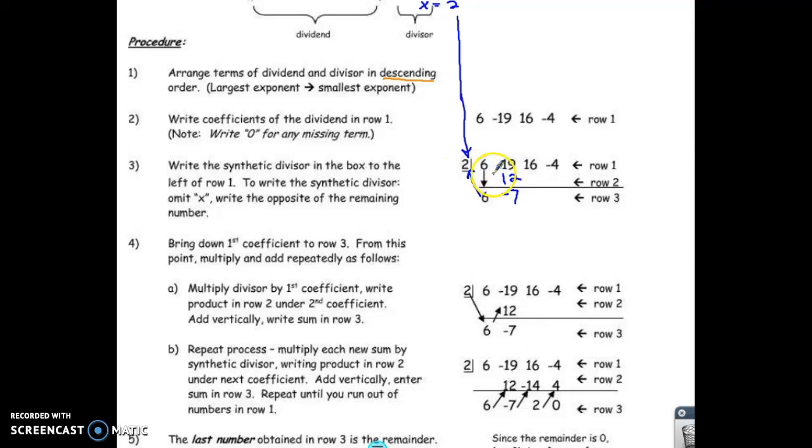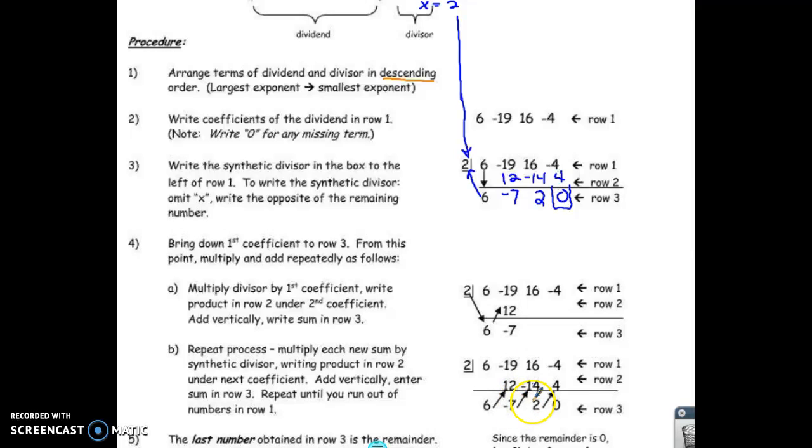-7 times 2 is -14. We add, we get a 2. 2 times 2 is 4. And notice, we have a remainder of 0. That means that a 2 is the root. This divisor went into this dividend evenly because we had a remainder of 0.